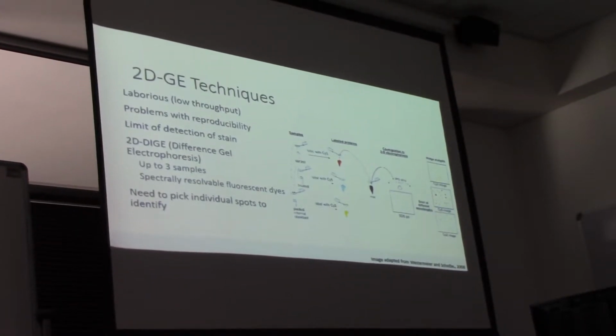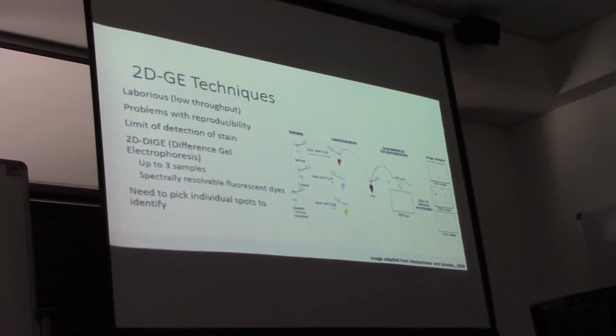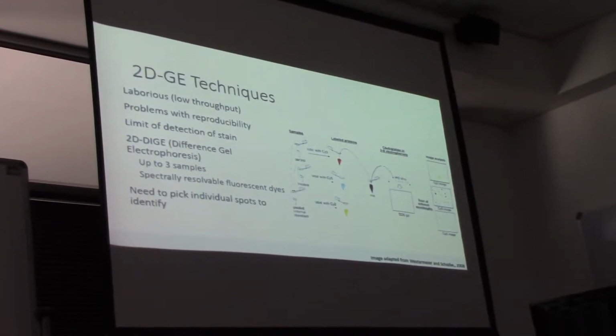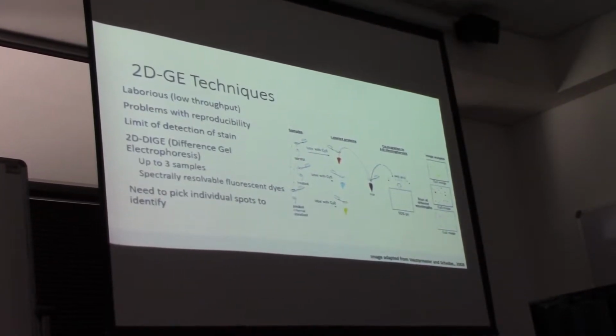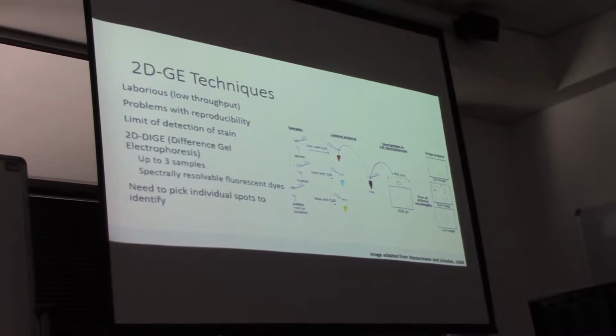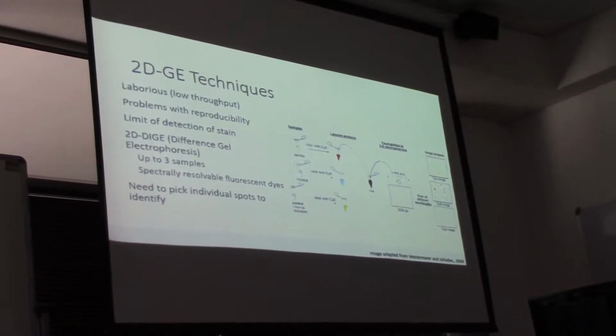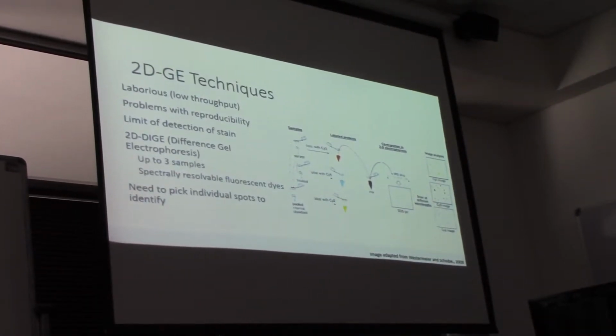Another problem is the limit of detection of your stain. Most of us would use Coomassie stain, but Coomassie doesn't have very good lower limits. You can use a colloidal stain or silver staining that gets you better sensitivity, but you are limited by what your stain can stain. And you usually need a lot of protein to run a 2D. You're not going to be able to just analyze on the MS, where obviously you don't need a lot of sample.